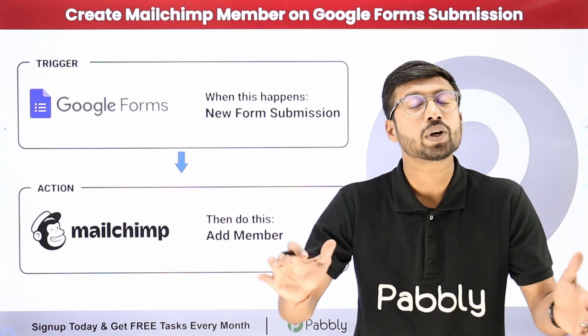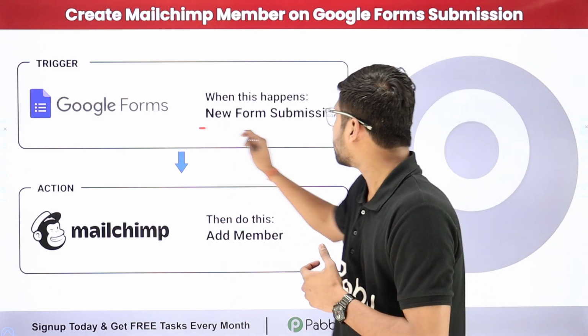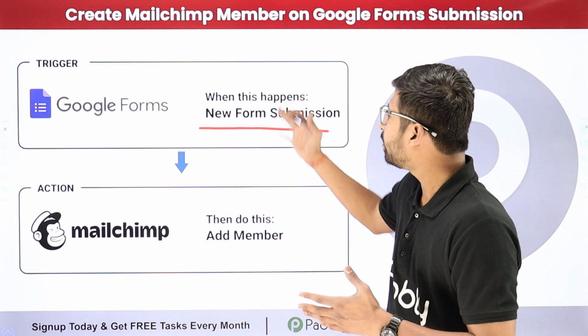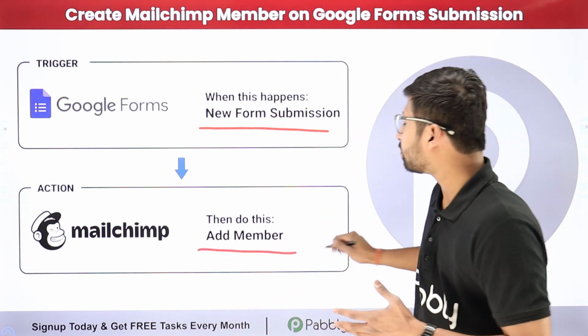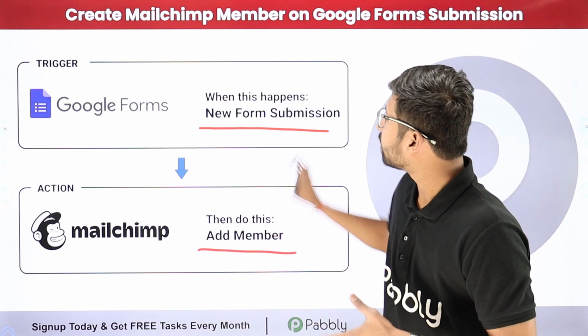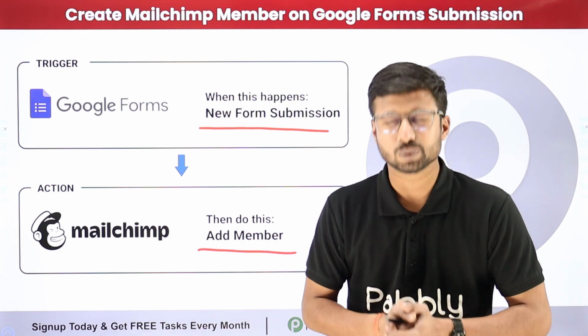So let me tell you, you can completely automate this process. In this automation, as we receive a new form submission in our Google Form, the form responses will automatically be sent to Mailchimp and we are going to add a person as a Mailchimp member as well. Now, if you want to learn how you can set up this complete automation all by yourself, you just have to come with me to my screen.